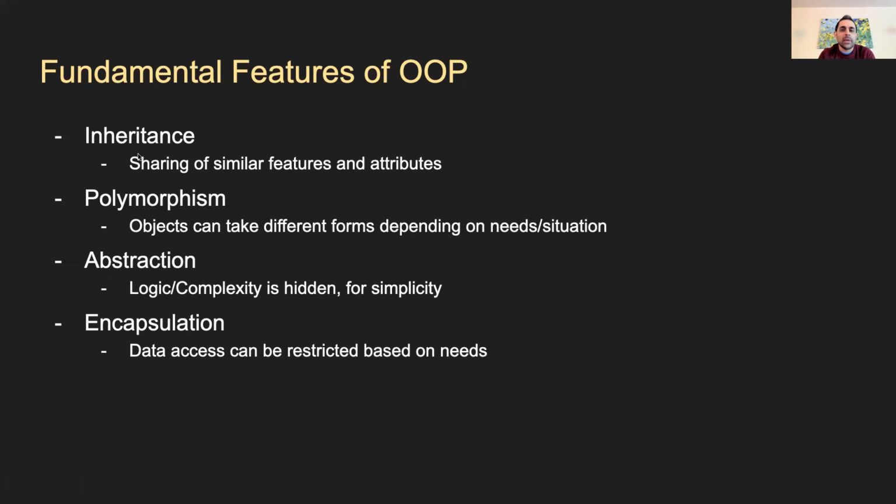So this kind of goes back to the DRY principle, don't repeat yourself. Inheritance kind of achieves this by sharing similar features and attributes between similar objects. So this will make sense when we talk about classes. Basically, if you have two related objects, so let's say you have a dog and a puppy class, well, those are going to have very similar attributes.